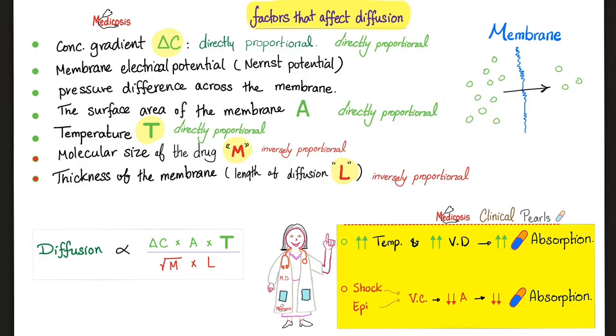So let's start with the direct proportion first. There is a direct correlation between concentration gradient and diffusion. The higher the concentration gradient, the greater the diffusion. There is a direct correlation between surface area and diffusion. The higher the surface area, the higher the diffusion. There is a direct correlation with temperature. So the higher the temperature, the greater the diffusion of the medication. But the inverse correlation is molecular size. So if you have a big, humongous drug, diffusion will decrease. If the thickness of the membrane is great, diffusion will decrease.